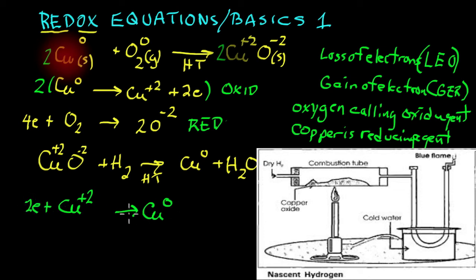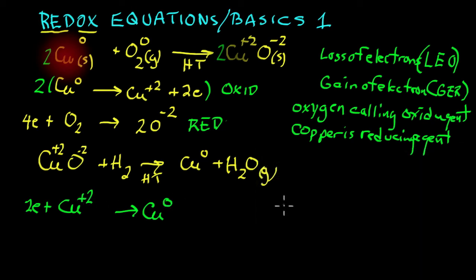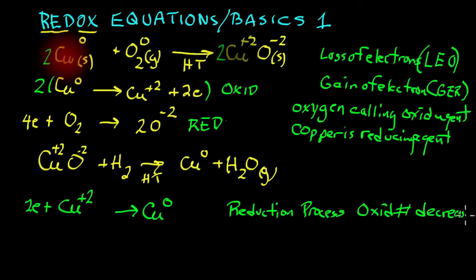It gained electrons. That's called reduction. Now, another way to remember reduction is that in the reduction process, the oxidation number decreases. So the other half of the reaction is hydrogen, which causes reduction. Hydrogen is a great reducing agent. The hydrogen became 2 hydrogen +1s, and it lost 2 electrons.